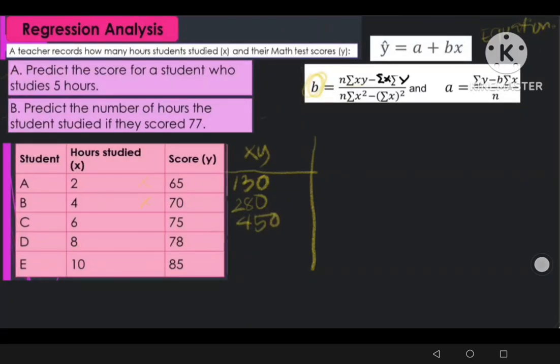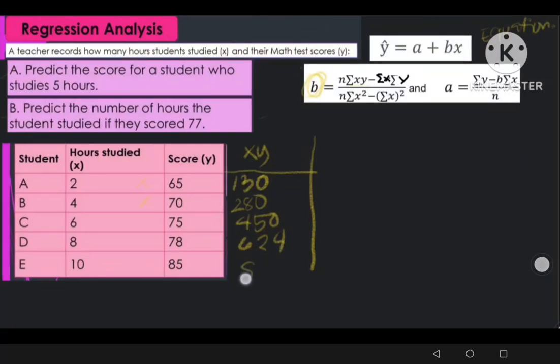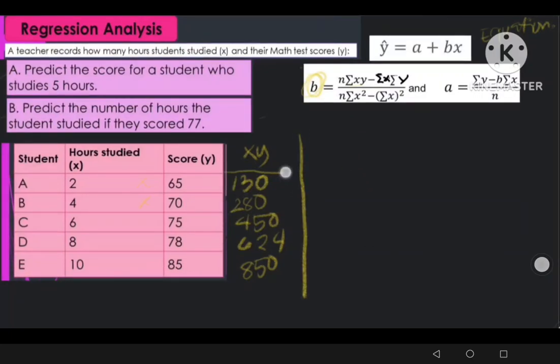8 times 78, that is 624. Please double check in your calculator. 10 times 85, that is 850. So that's the value of our x times y. In our formula, there is x squared.